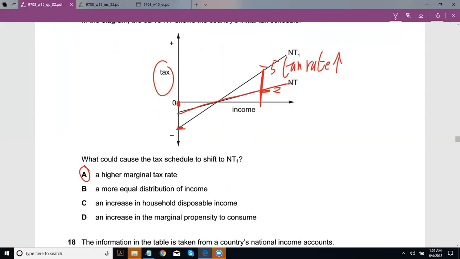A more equal distribution of income. I don't see how a more equal distribution of income would necessarily change that. Yeah, it wouldn't cause it. An increase in household disposable income.